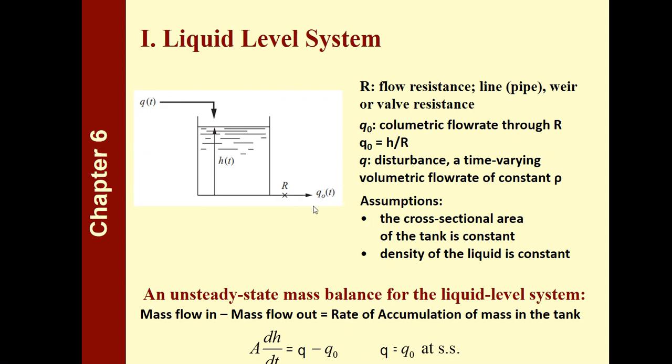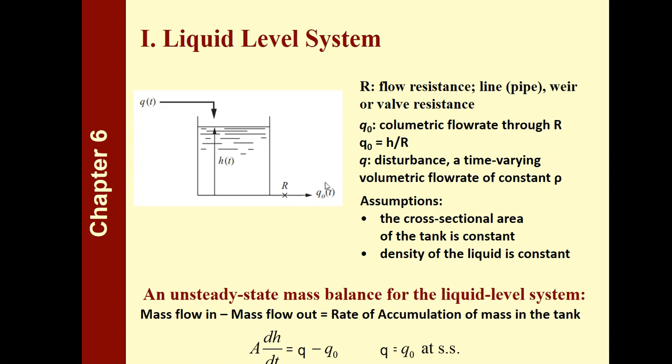Now, the flow out of the tank is passing through a linear resistance R, and this is a flow resistance that may be offered by a pipe or by a weir or even a valve. So anything that offers resistance to flow is represented in this case by letter R.